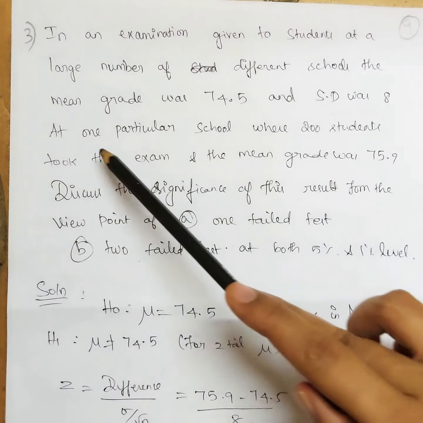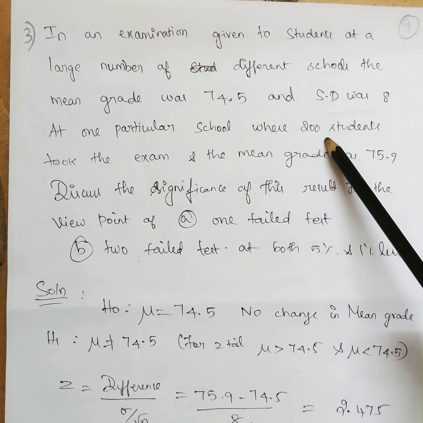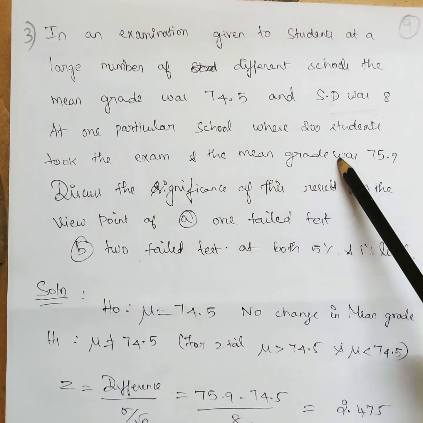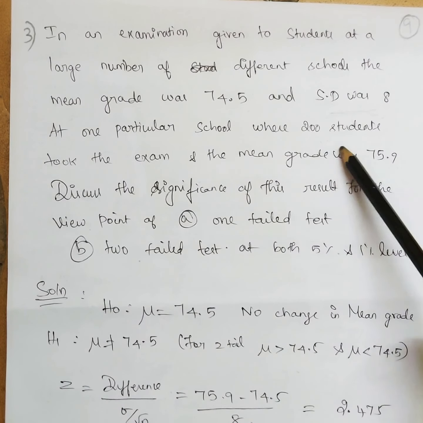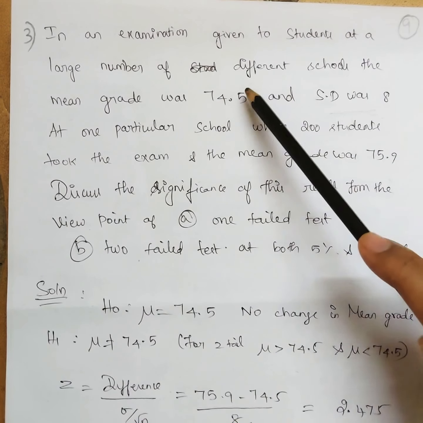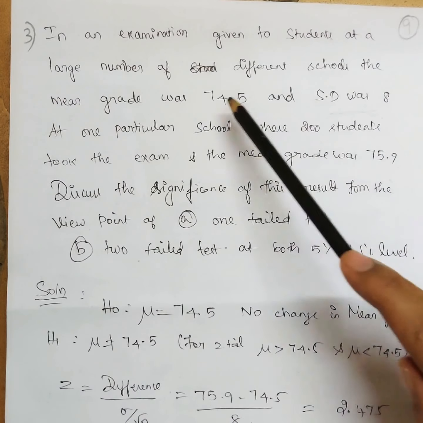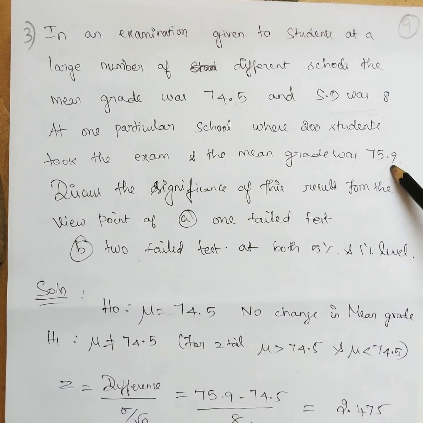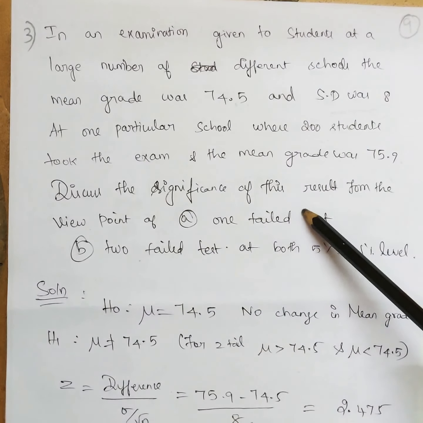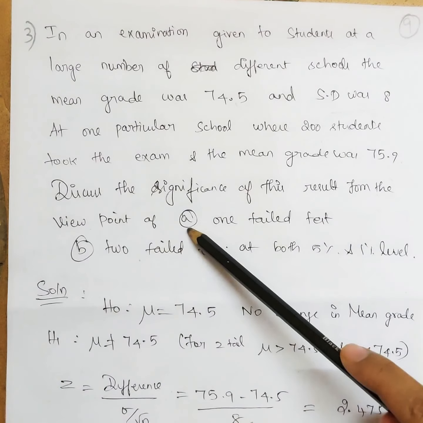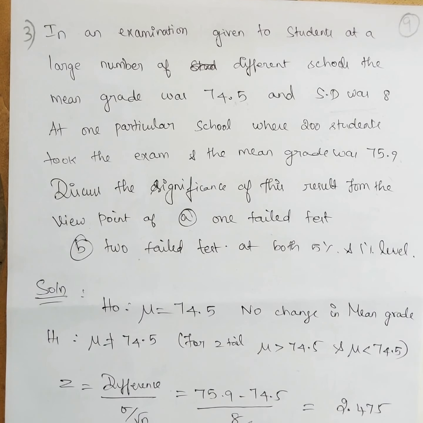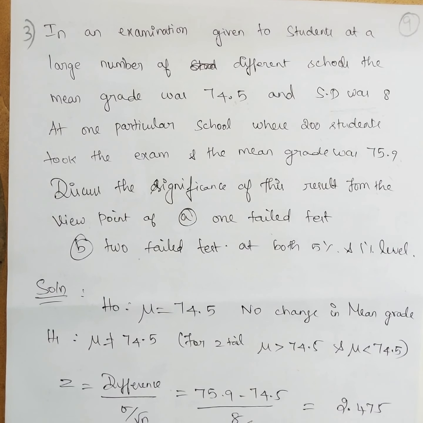And now we'll see the next part. At one particular school where 200 students, so n is 200, took the exam, the mean grade was 75.9. This is the mean for 200 students and this is the general mean. So what you will do, you will take the difference between 74.5 and 75.9 in the numerator. As simple as that. When you are reading the problem itself, you can connect it. So discuss the significance of this result from the viewpoint of one tail test and two tail test. Here he has given clearly, you have to check for both one tail and two tail test.